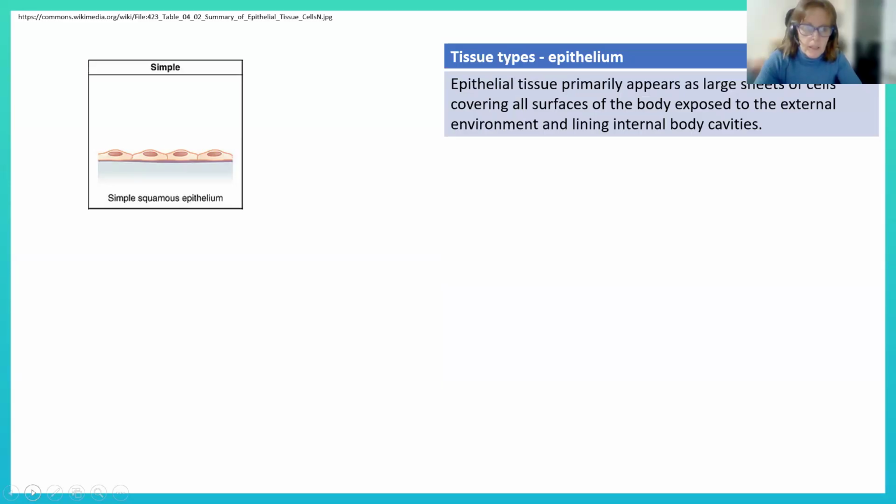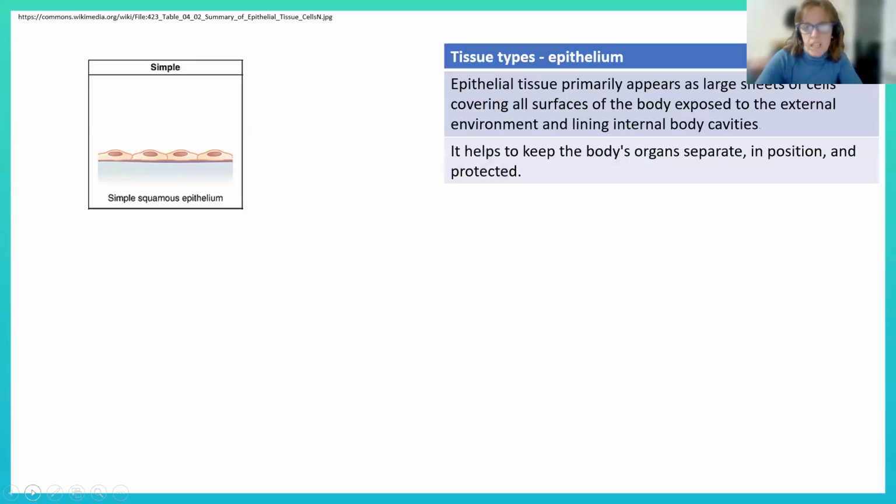So epithelial tissue is made up of epithelial cells. And this tissue appears usually as large sheets of cells, so flat and covering surfaces. Think of it a bit like the skin, but it's on the inside. So it covers all of the internal cavities. You can see it in your mouth, for example. It's that type of tissue. So it's not quite skin, but it covers large areas like the skin.